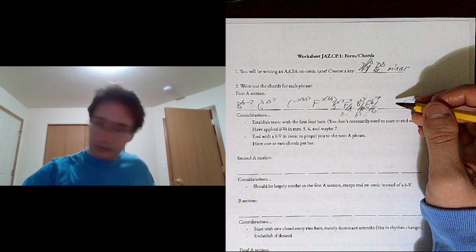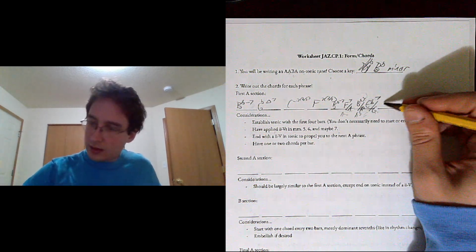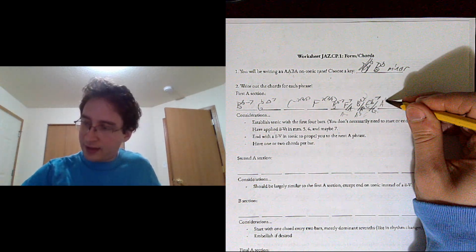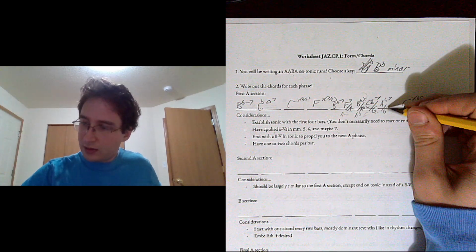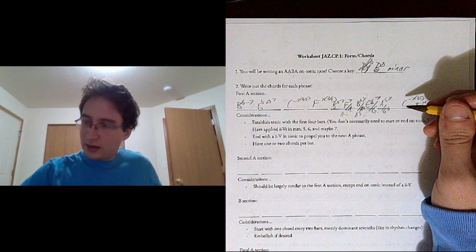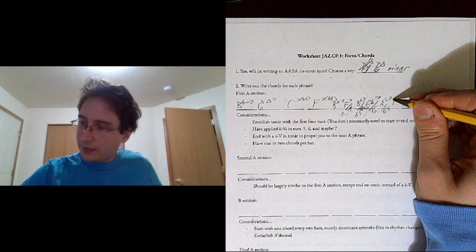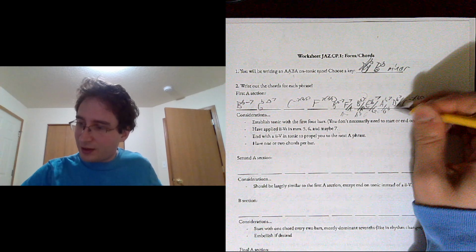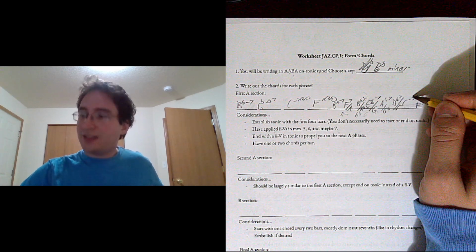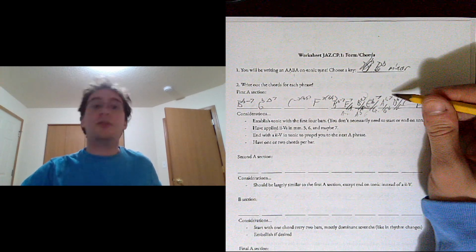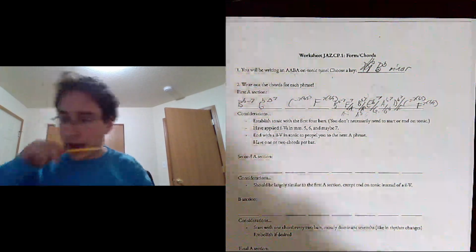So then A flat 7, G flat, and that should resolve to D flat. D flat 7 over F, which acts as a tritone sub to C. Okay, yes, this will work.